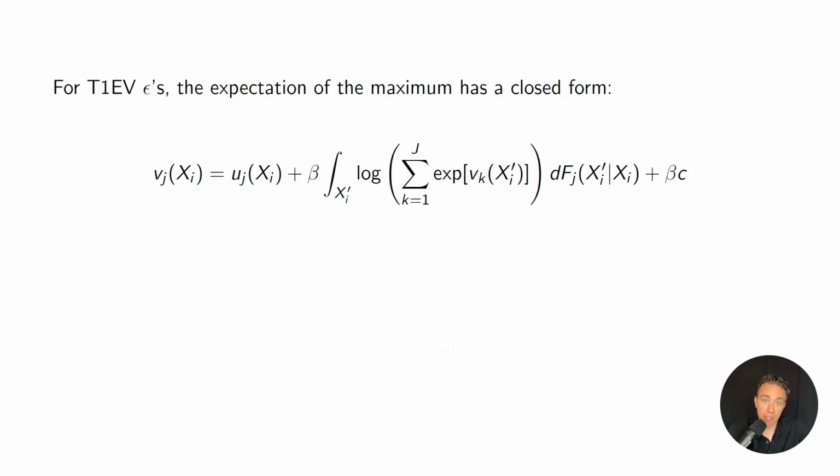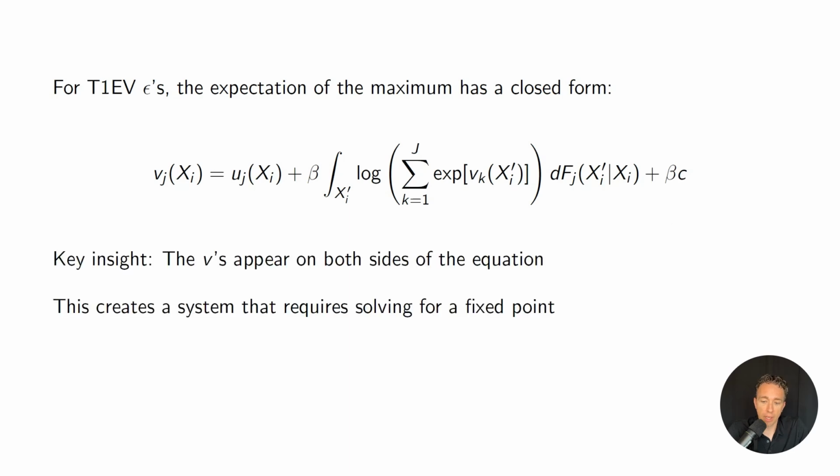So if we have a type 1 extreme value error term, then this Emax term has a closed form, and then we can write the conditional value function as you see here. And again, don't forget Euler's constant times beta. And the key insight that I want you to take away is that we have a v on the left-hand side, and we also have a v on the right-hand side. And because we have an equation where the v's are on both sides, we need to do what's called solving for a fixed point to make sure that we get the model solved for, that we get the right policy functions coming out of this model.